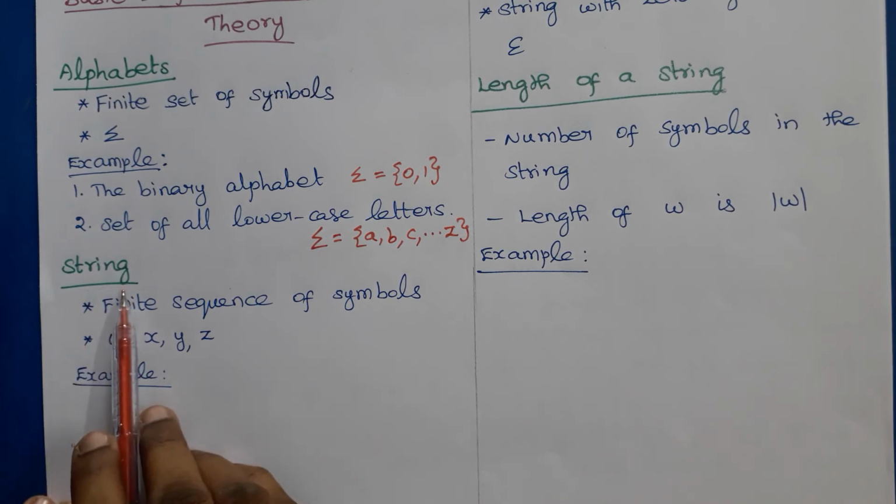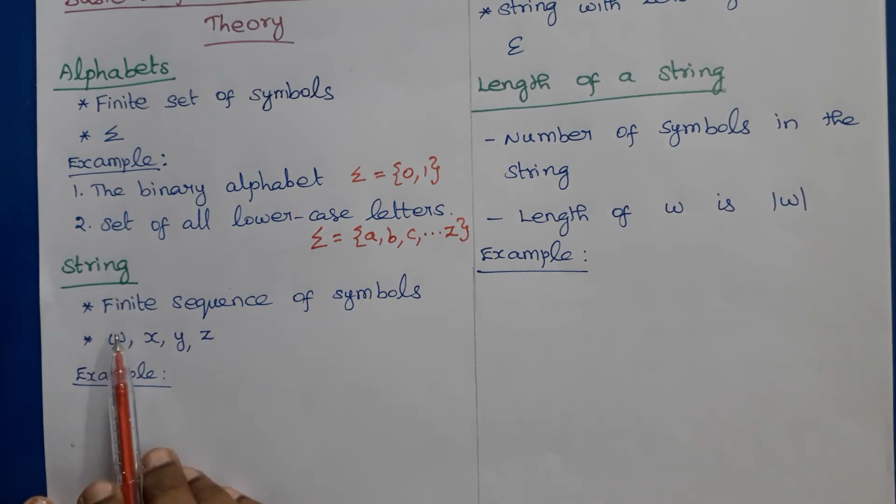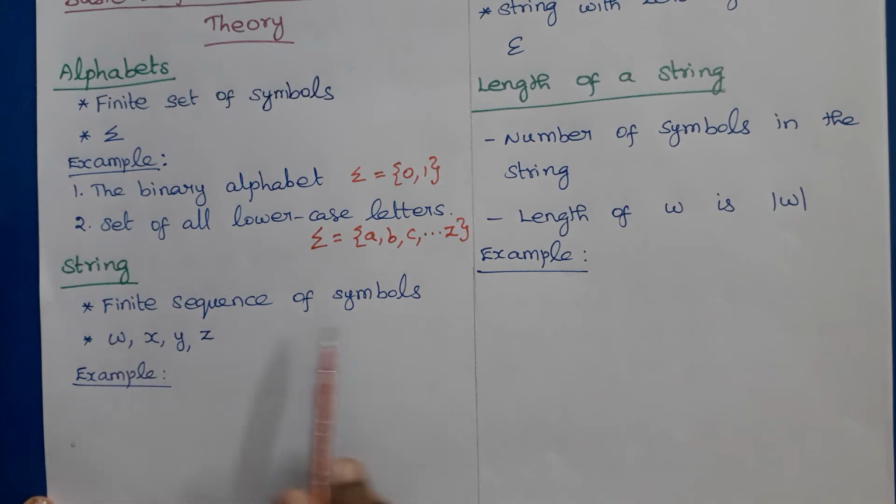Then the next one is string. A string is a finite sequence of symbols chosen from a particular alphabet. Normally, strings are denoted by w, x, y and z. That is, the lowercase letters at the end of the alphabet are used for denoting strings. So w, x, y, z denote strings.